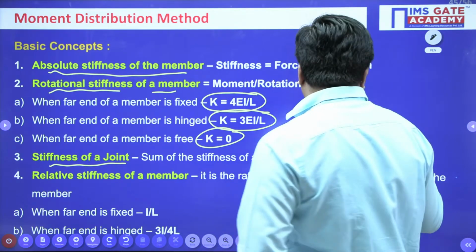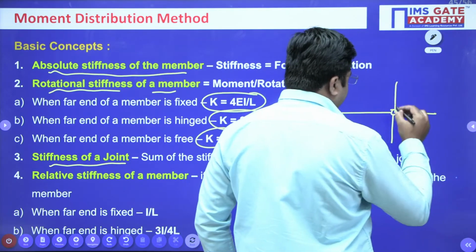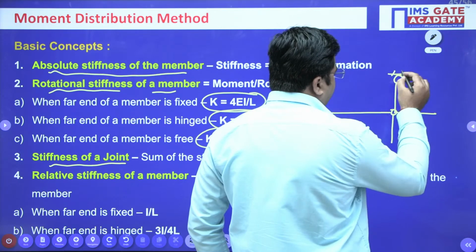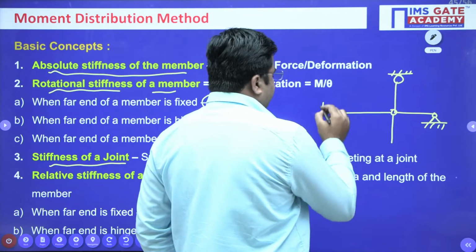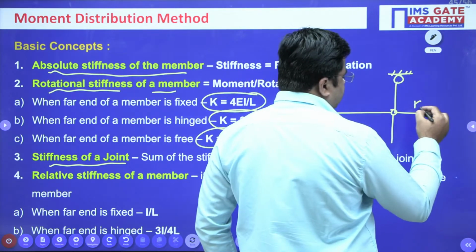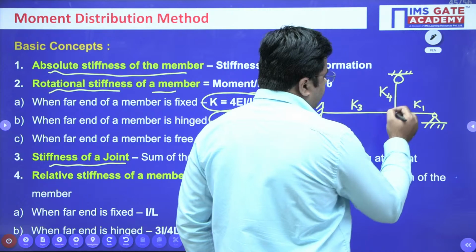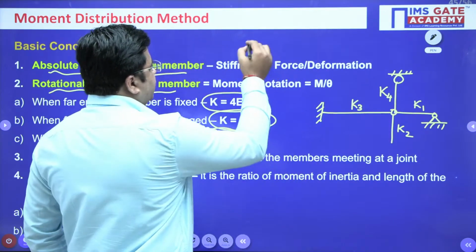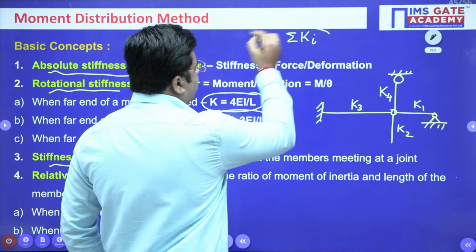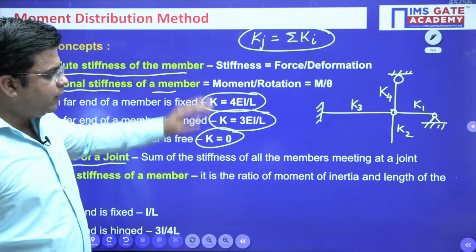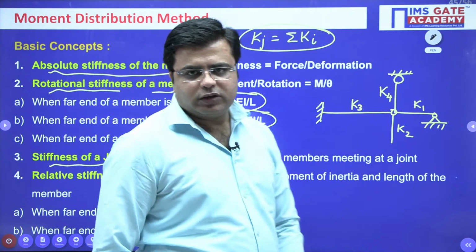Say, if more than two members are meeting at a joint, depending upon different types of support conditions, there will be different stiffnesses for this joint. Say this is K1, K2, K3 and K4. If I need to calculate the stiffness of the joint, it is simply the summation of the stiffnesses of the members which are meeting at the joint. So if I just add up all the stiffnesses of the members meeting at a joint, this will give us the stiffness of the joint, right?